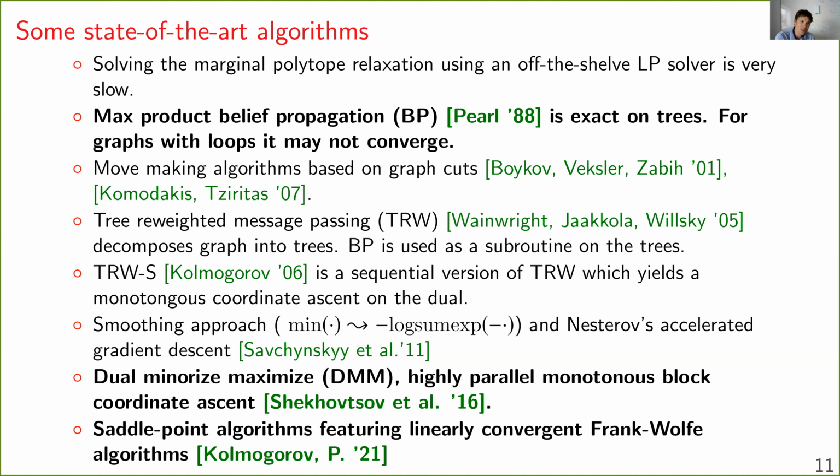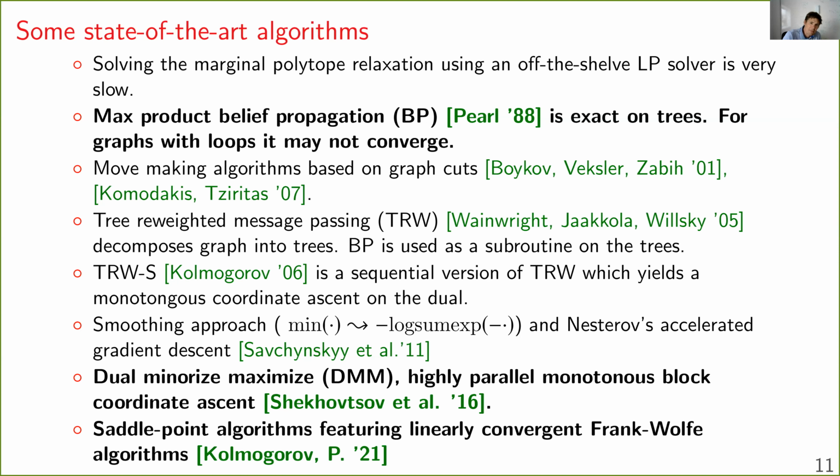So around 2000, this was the age of graph cut algorithms. There were move-making algorithms that reduced the overall optimization problem to a sequence of binary optimization problems, and every binary optimization problem was then solved by means of a graph cut, for which very efficient algorithms were available. This works very well for certain problems, but in case you have many labels, this algorithm slows down.